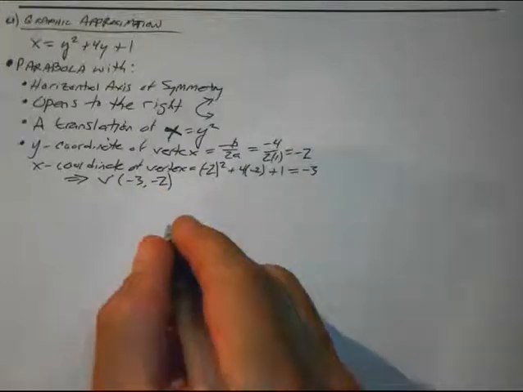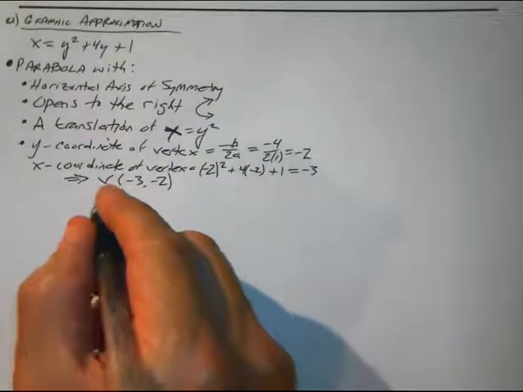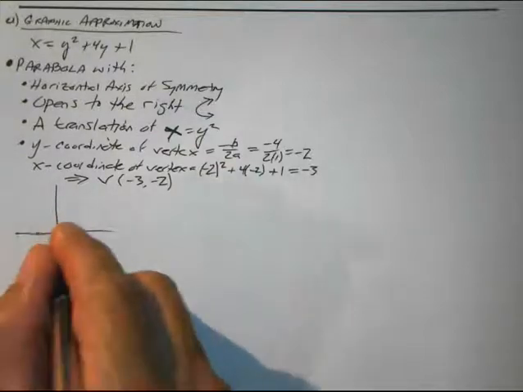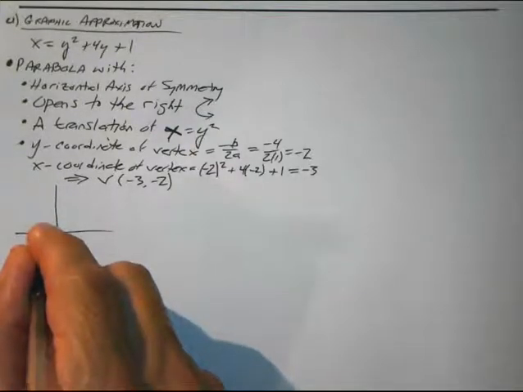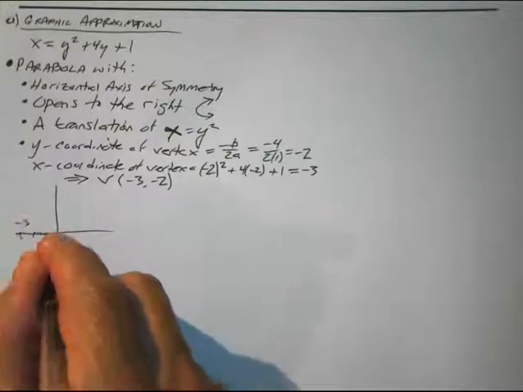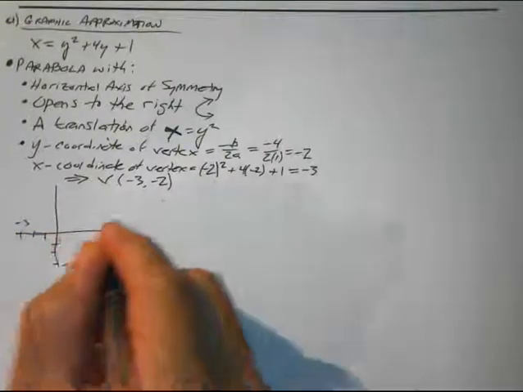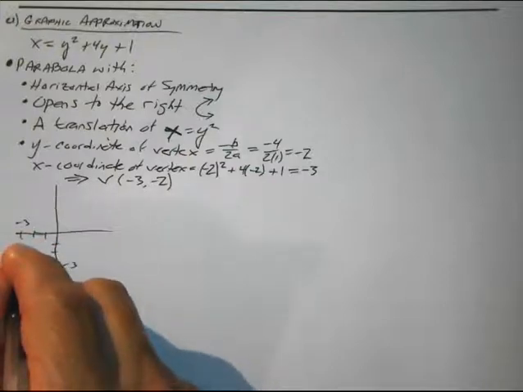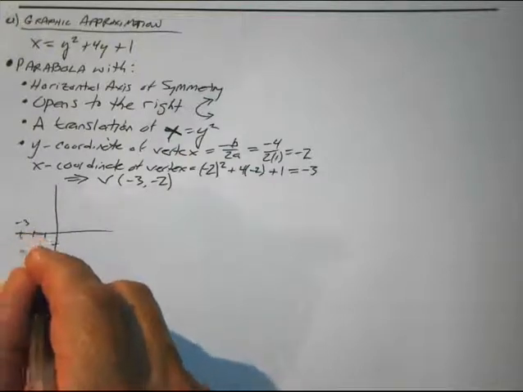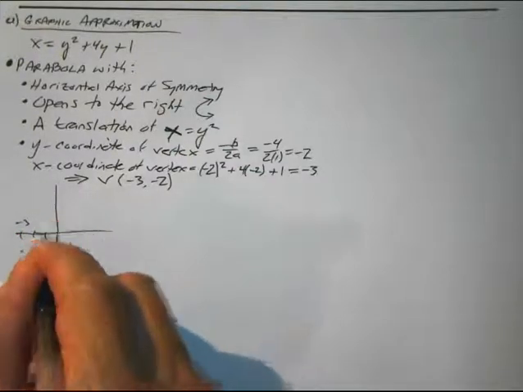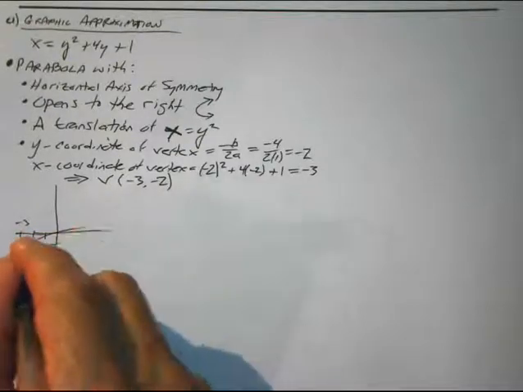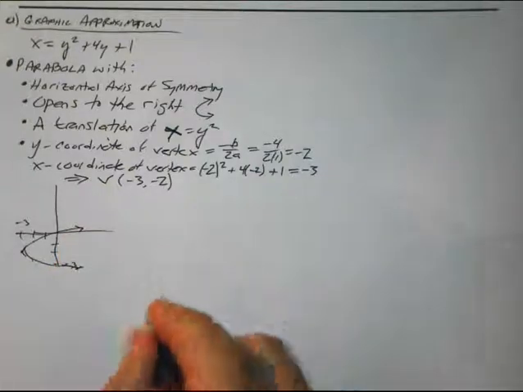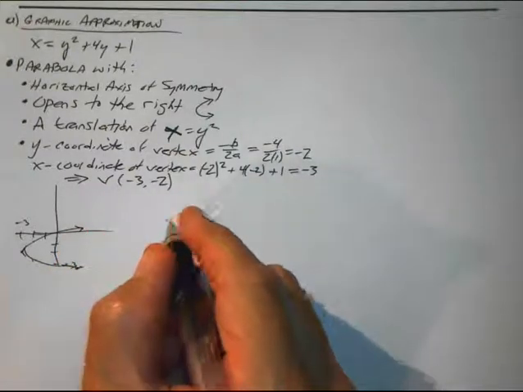Okay, maybe just a very crude thumbnail of what we've got here so far to help us think about this a little bit. And so, looking like we've got a situation with a vertex at negative 3, negative 2, about there, opening to the right. Okay, a little bit like that is our initial crude idea of what's going on.